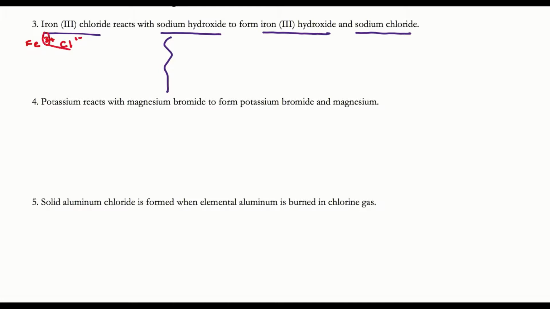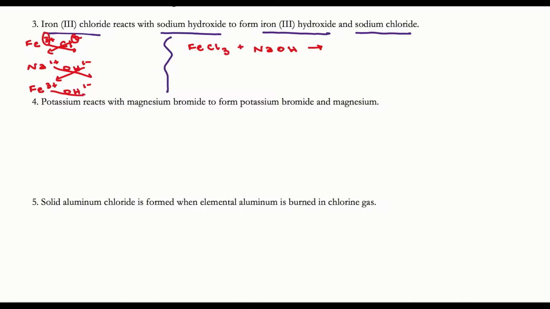So when I cross my charges, what that'll create is FeCl3. So that's one of my reactants. That's going to react with sodium hydroxide. Well, sodium has a 1+ charge. Hydroxide has a 1- charge. So when I cross my charges, that simply becomes NaOH. Okay? And that forms iron 3 hydroxide. So iron still has a 3 charge. Hydroxide is one of my polyatomics, 1-.